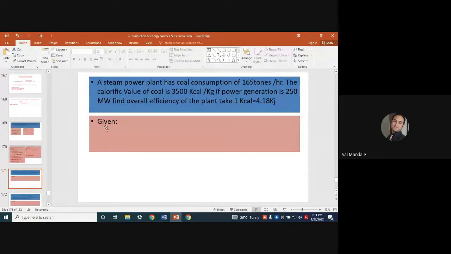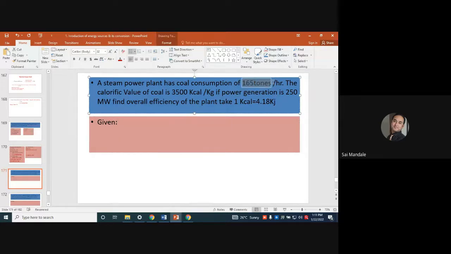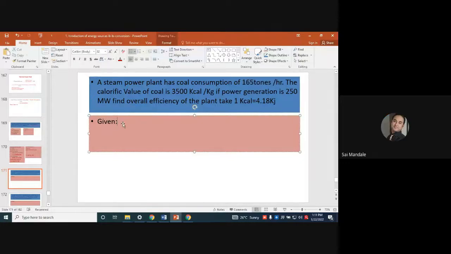A steam power plant has coal consumption. So what is given to me? MF, which is 165 ton per hour. Very good. I'm directly taking the given data. MF is given to me. Number one, MF is given to me.